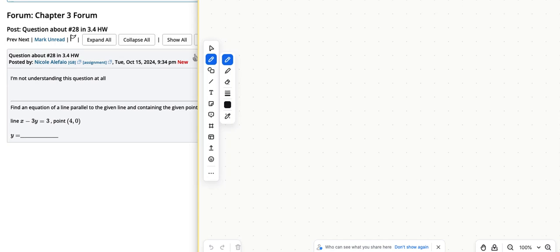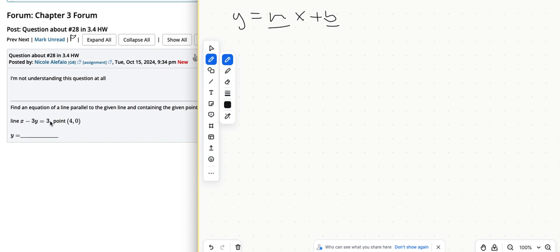Okay, so for this one, we're supposed to find the equation of the line parallel to that line containing point (4, 0). So the two things that we need when we're looking for the equation of a line: we have y = mx + b, and we need m and we need b.